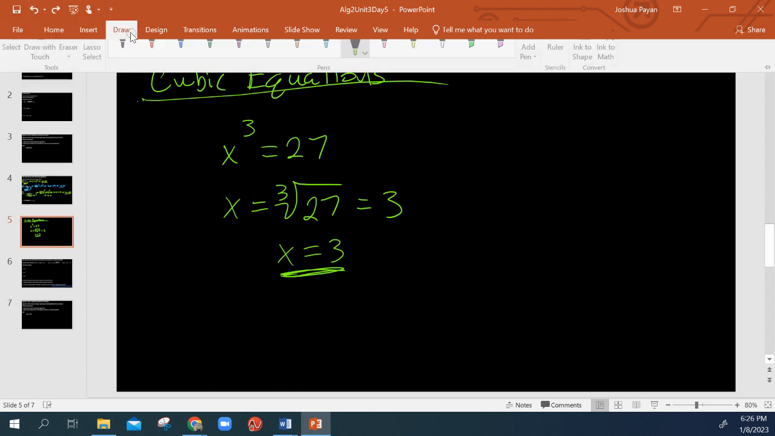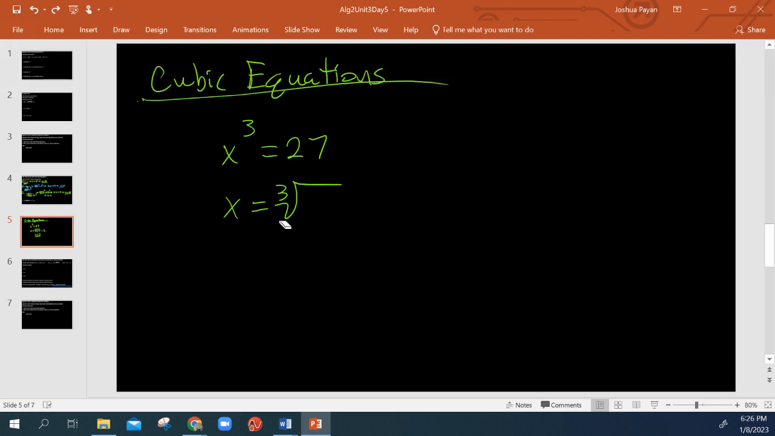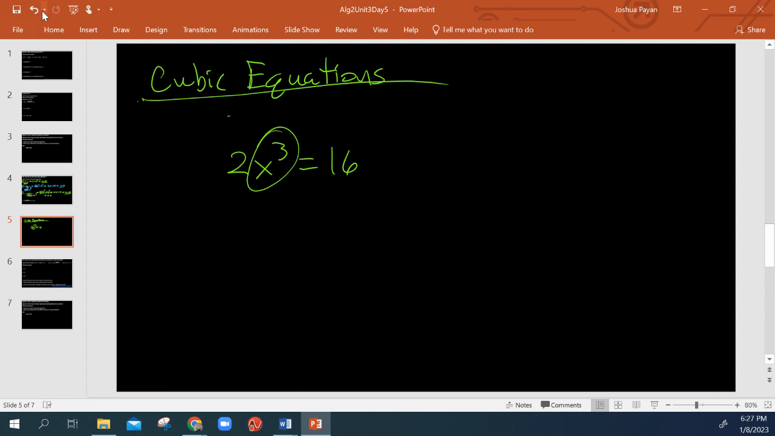Okay, so now let's look at something a little more complicated. And this is really going to test my creativity here to just come up with it on the spot. Let's say 2x to the third power is equal to 16. Okay, so right here, all we're trying to do is get the cubed expression by itself. I mean, not really rocket science here. We divide by 2, take the cube root, and we have our answer.